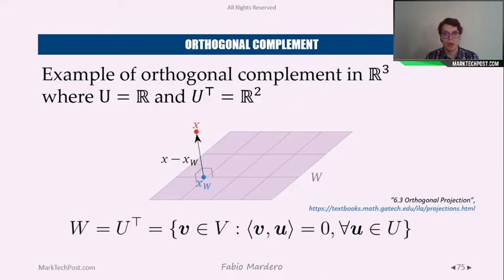For example, in R3, we can take a line as a subspace. So we take the real numbers, one axis, and x lies on this axis. The orthogonal complement is then defined as the plane to which every point of this line is perpendicular.